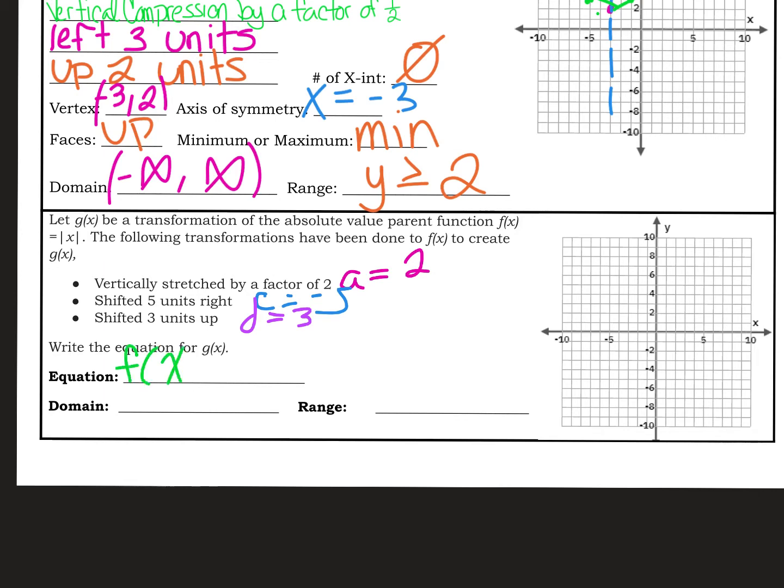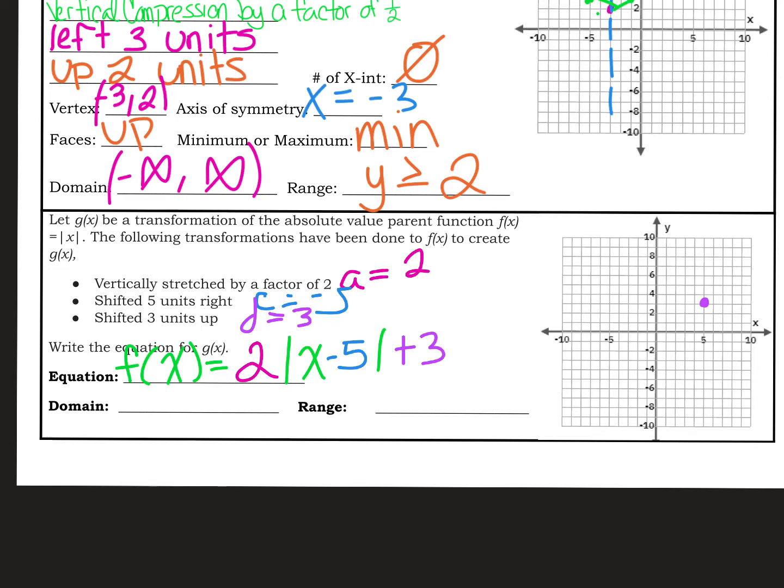F of x is equal to, we need to incorporate our a, which is 2. Inside our absolute value with our x is going to be the c value. And it's usually minus, x minus, and then we put 5 because we are going to the right. And then incorporate the shift up, which is a plus 3.